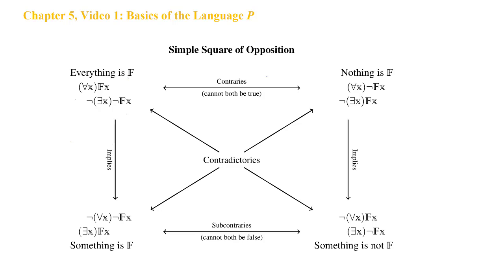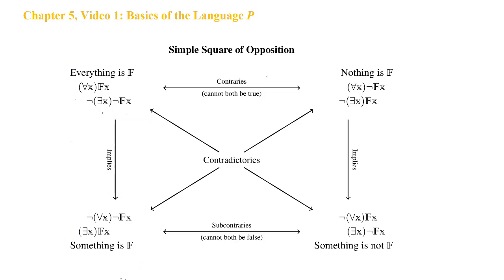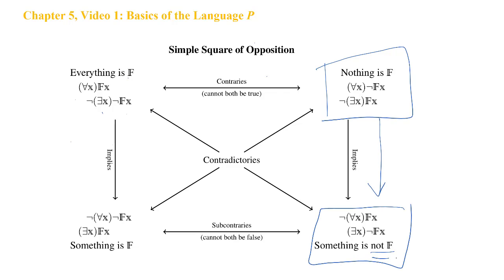For example, the top corners imply the corner directly beneath them. If everything is F, then at least one thing must be F. If all the cats are striped, then there's at least one striped cat. Similarly, if none of the cats are striped, then there's at least one cat that is not striped. Nothing is F implies that there is something that is not F.